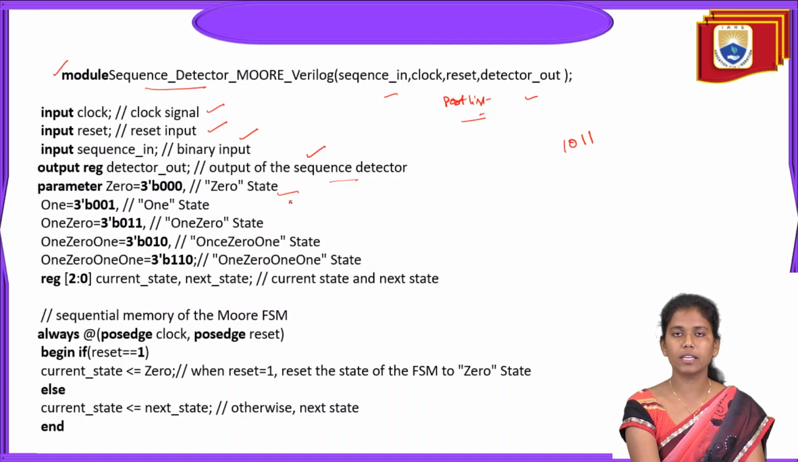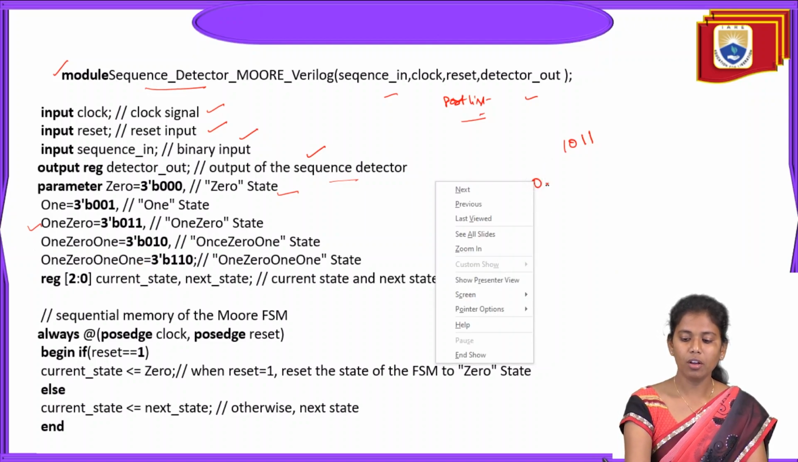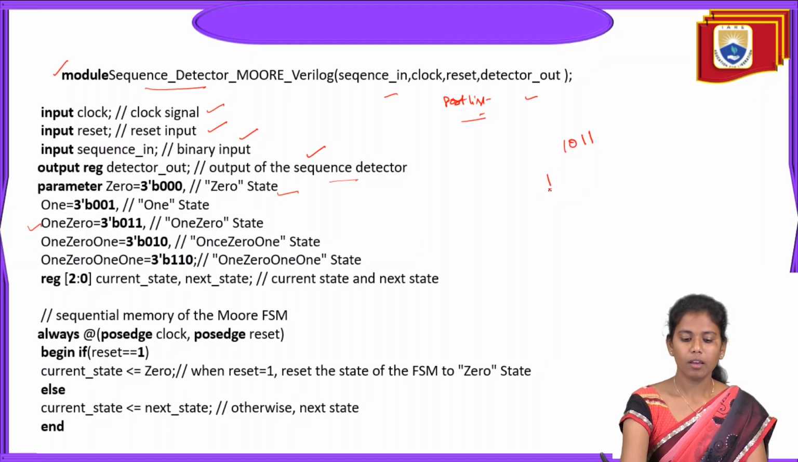So this is all about the 0th state, and then the 1 state, and 001, and 010, and so on. First we go with 0, then with 1, then with 0, 1, then 0, 1, 1, and then with 1, 0, 1, 1. So this is what we have: 0, 1, 1, 0, 1, 1.